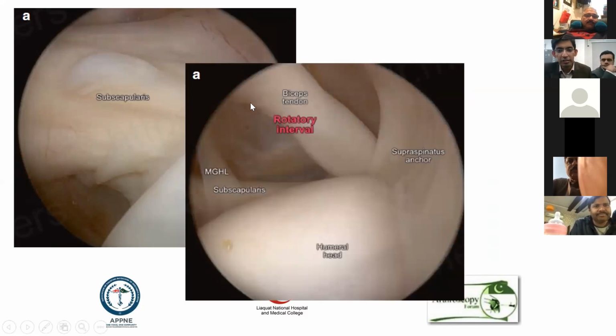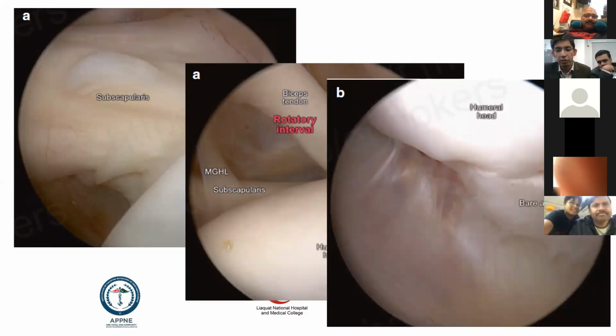Then this is the long head of biceps, and after the long head of biceps, if you follow more laterally, you'll be able to see the supraspinatus, which is anchoring. And in order to visualize your infraspinatus, you need to rotate your arm internally in order to visualize the bare area in which your infraspinatus is attaching.